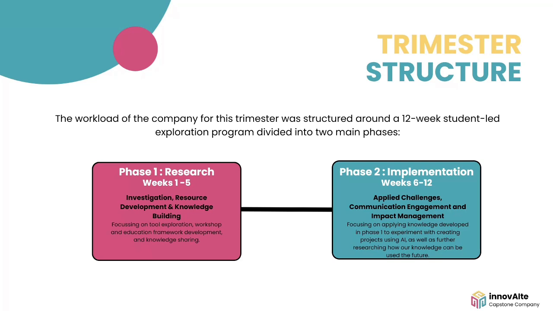So the AI Prototyping Lab and AI Generalist program, of course, did different things, but the general structure for both was the same. In phase 1, we had a research phase. This was more about investigating the tools or use cases, resource development, and just general knowledge building. And then for phase 2, we wanted to implement our newly gained knowledge into the creation of programs, projects, websites, videos, helpful instructional tools, stuff like that, just implementing our knowledge in order to create stuff.